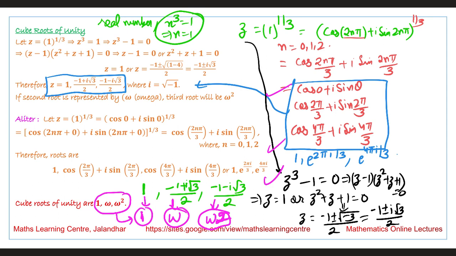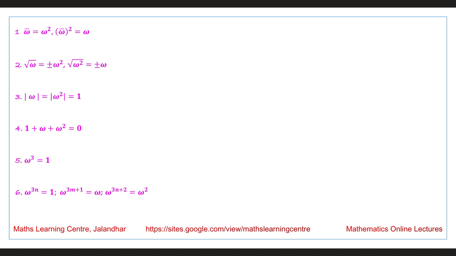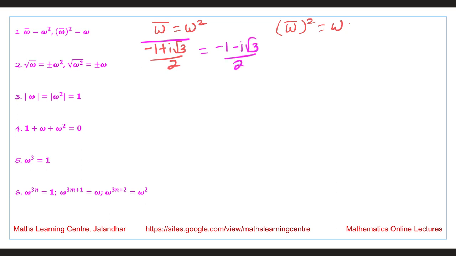Now based upon this, we have 10 results over here. The first is that omega bar is equal to omega square and omega bar square is equal to omega. Now the value of omega that we have is minus 1 plus iota root 3 by 2, and if we take the conjugate of this number, we get minus 1 minus iota root 3 by 2, and this is the value omega square.